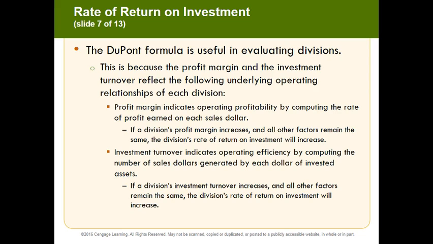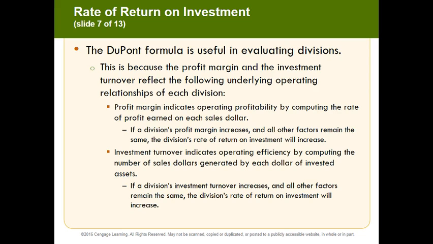This is also useful when evaluating divisions against each other because the profit margin and the investment turnover reflect the underlying operating relationships of each division. The profit margin is going to indicate operating profitability by computing the rate of profit earned on each sales dollar. If a division's profit margin increases and all other factors remain the same, their rate of return on investment will increase.